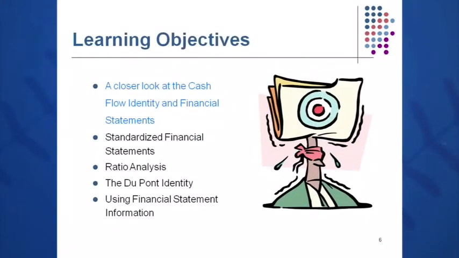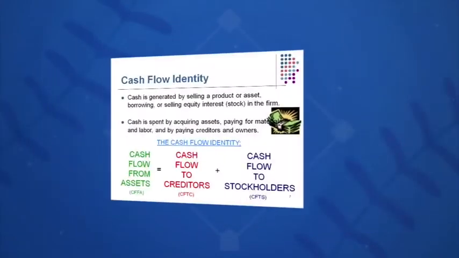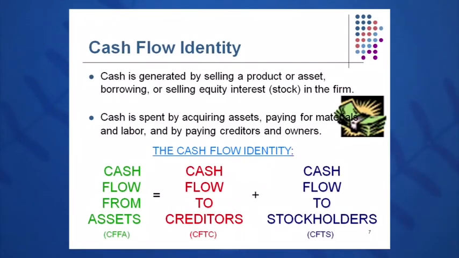Learning objective 1. Let's look at this cash flow identity. Remember from the last session, session 2, that cash flow in equals cash flow out. Cash flow from assets equals cash flow to creditors plus cash flow to stockholders. Basically, that's what a company does. It spends cash and it produces cash. If it doesn't have cash, it quickly becomes a failure.